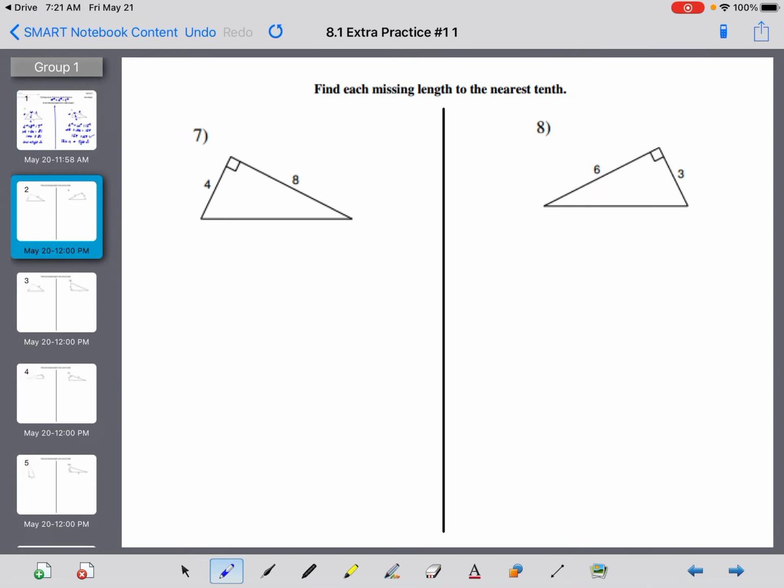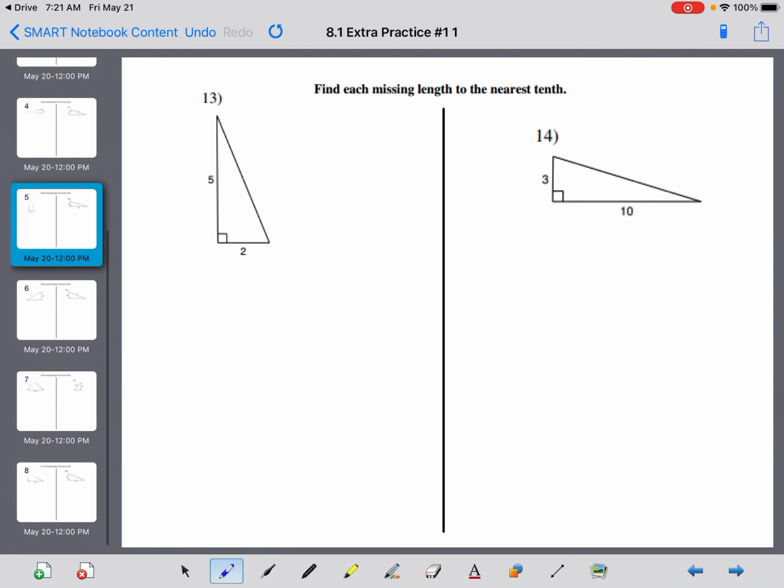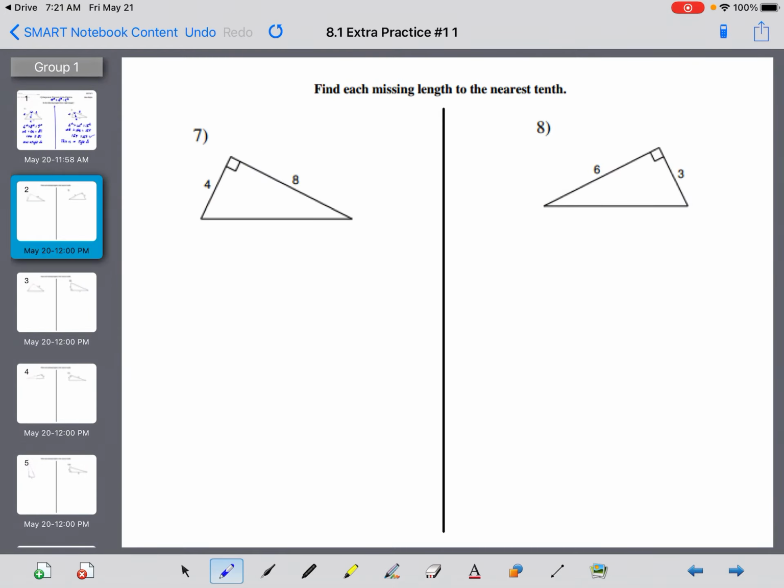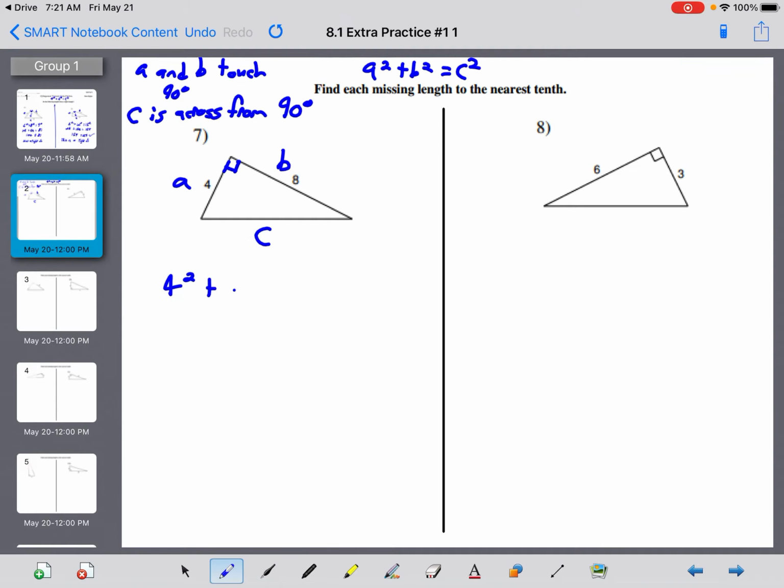Okay. For the remainder of these questions, you're going to plug into the Pythagorean theorem. Okay, so we're going to use a squared plus b squared equals c squared. Remember, a and b touch the 90 degree. C is across from the 90 degree. So in this example, A and B are touching our 90 degree, and C is the one we're looking for. So 4 squared plus 8 squared equals C squared.